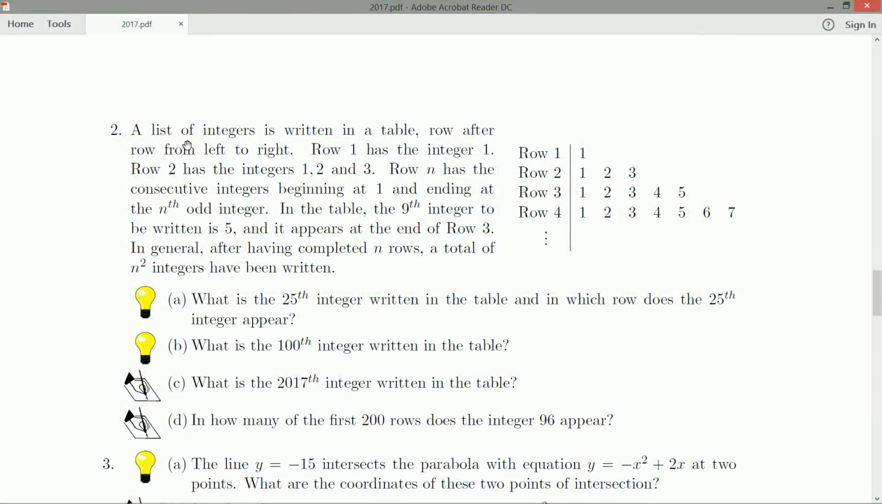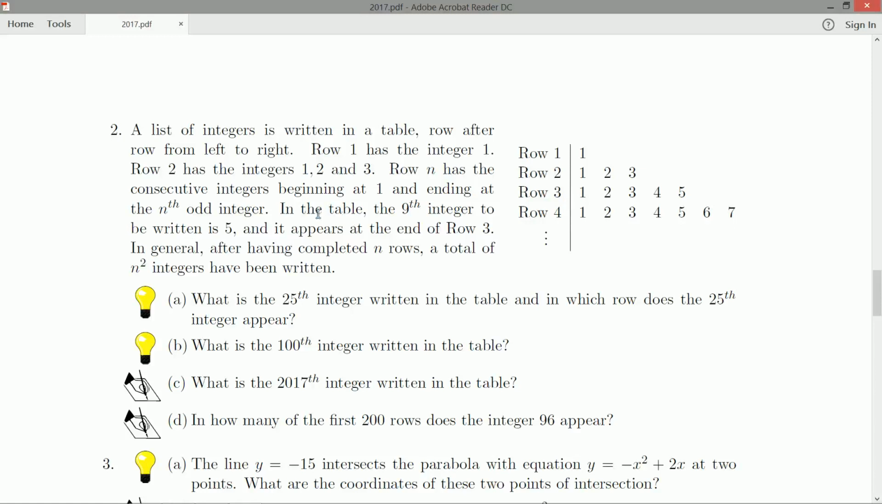Question 2. A list of integers is written in a table, row after row, from left to right. Row 1 has the integer 1, row 2 has 1, 2, 3, row 3 has 1, 2, 3, 4, 5. Row n has the consecutive integers beginning at 1 and ending at the nth odd number, but it doesn't just contain odd numbers. It's just the nth odd number that we end at.